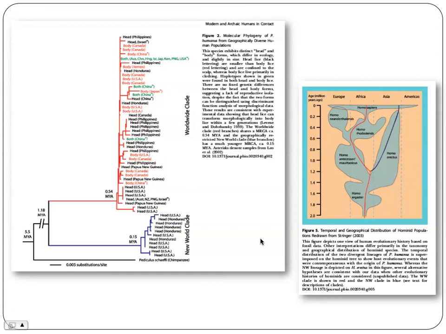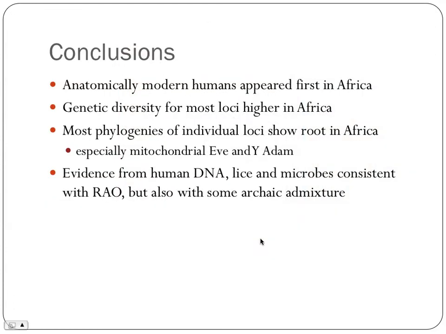So this is, again, showing us that we have this out of Africa idea, but with some nuances to it as well. In conclusion, it's clear that anatomically modern humans first appeared in Africa. Genetic diversity for most loci is higher in Africa. Most phylogenies, when you look at individual loci, show a root in Africa, and this is particularly true for mitochondrial Eve and Y Adam. And the evidence from human DNA, lice, and microbes is all consistent with this idea of recent African origins, but with some archaic admixture.